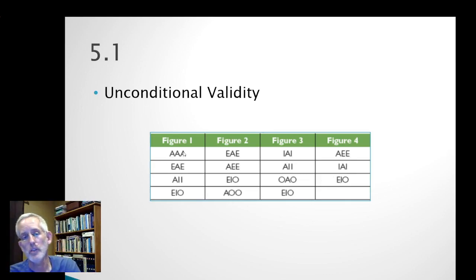And the same thing goes for all these other combinations. So you could just look at this chart. If you are looking at a categorical syllogism, you can just look at this chart and see if it meets any of these figure and mood combinations, and you would know whether the argument is valid or invalid. If it doesn't meet any of them, it would be considered to be an invalid argument. If it does, then it's valid.